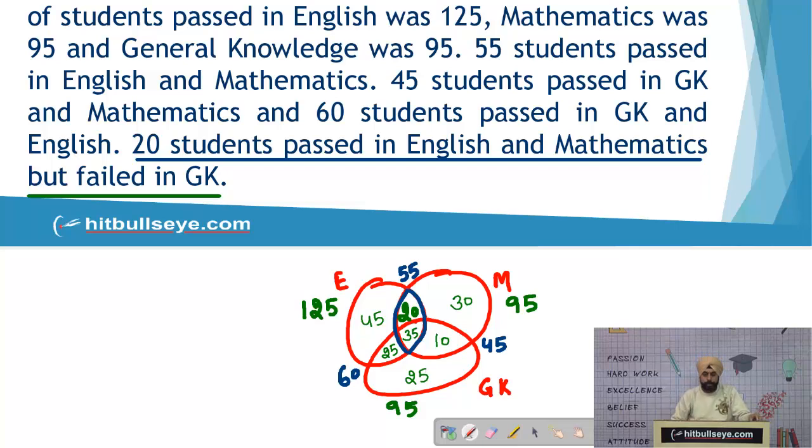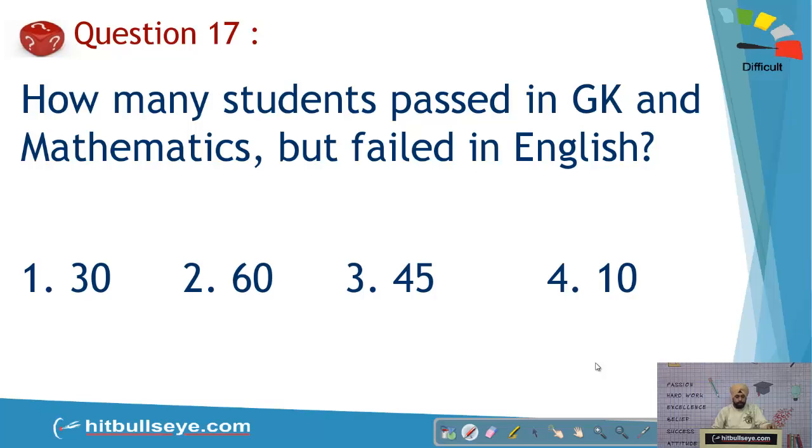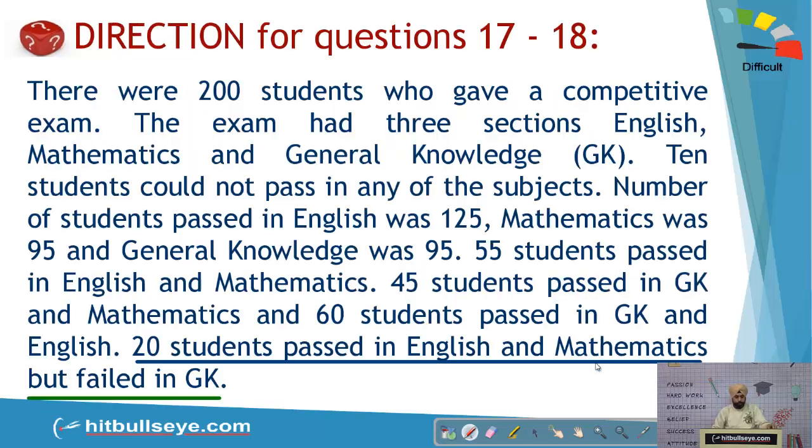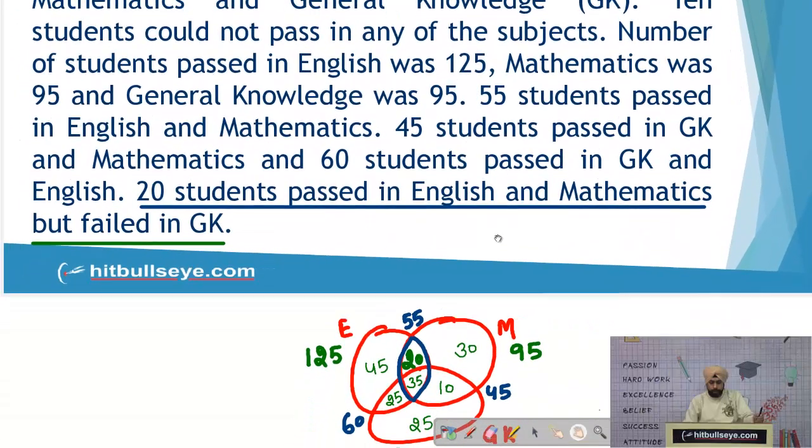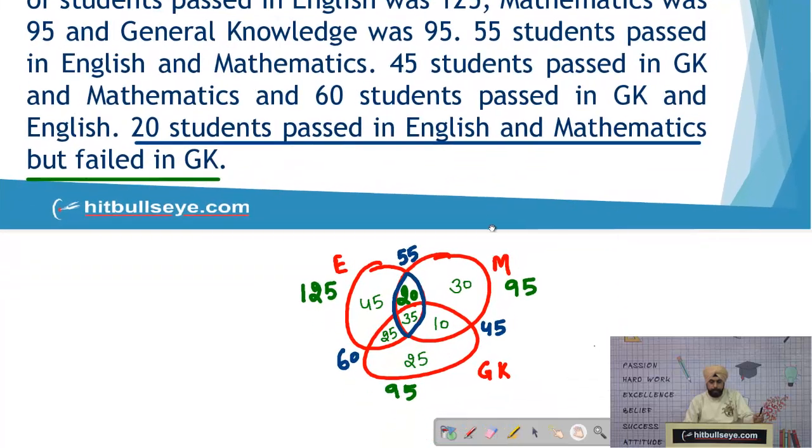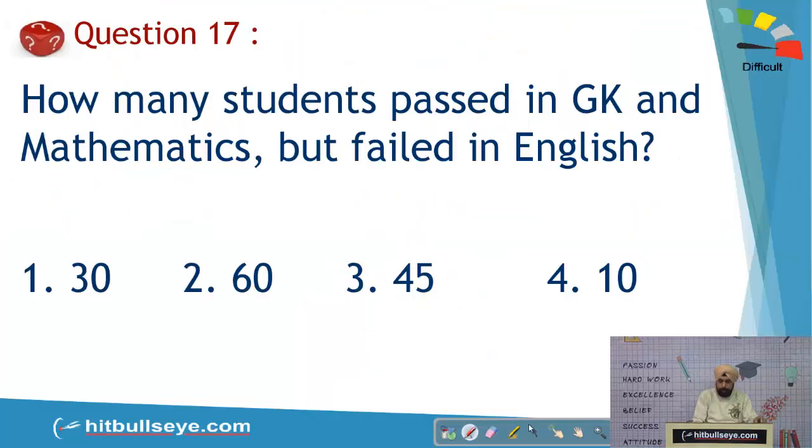Let's have a look at the question, students. It is how many passed in GK and Maths but failed in English? Now students, GK and Maths but failed in English. What is the number here, students? You can see this number. This happens to be number 10. Right? So the answer to this question will be 10, students. So 10 shall become your answer.